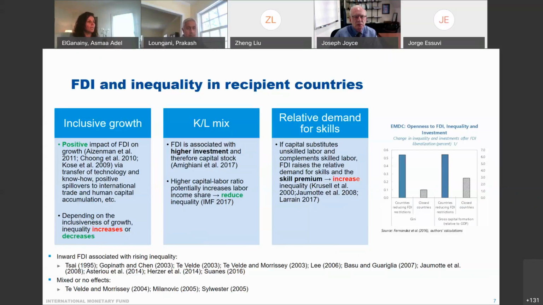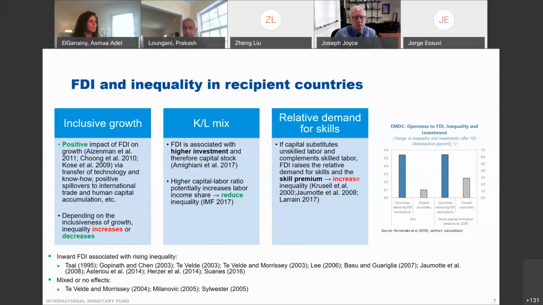Another channel is through the impact of FDI on the capital and labor mix. And here there are two parts to this mechanism. First, FDI is expected to lead to higher investment and a higher capital-labor ratio. This is also supported by our back-of-the-envelope calculation, which we show in the chart on the right-hand side, where we can see that the increase in gross capital formation by more than 6% of GDP in countries that reduced restrictions on FDI inflows was around twice the increase in countries that maintained restrictions during that period.